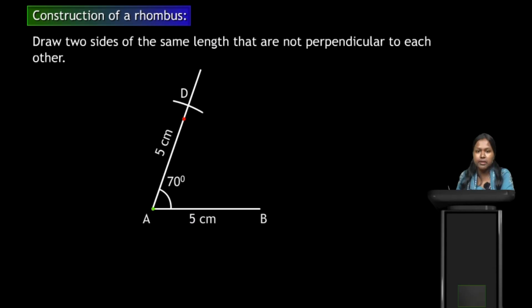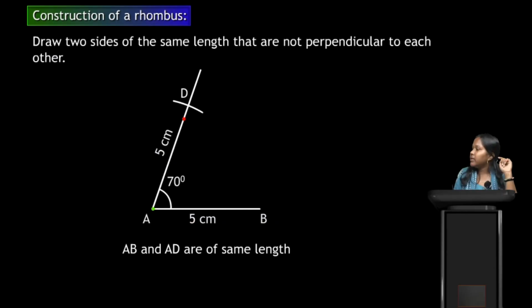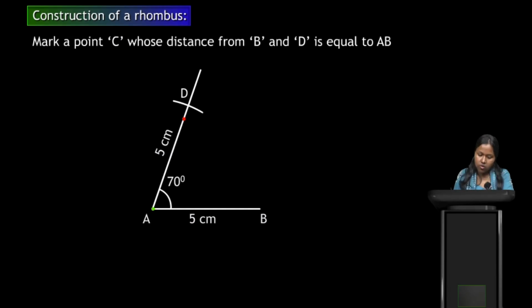Also how many centimeters? Whatever the length of AB, you put the needle head at A and your pencil head at B, take the measurement and cut that length on the side of the 70 degree angle which we are making. Wherever they intersect, you give the name D, and that means AD is 5 centimeter. So AB and AD are of the same length. AD is 5, AB is also 5 centimeter.